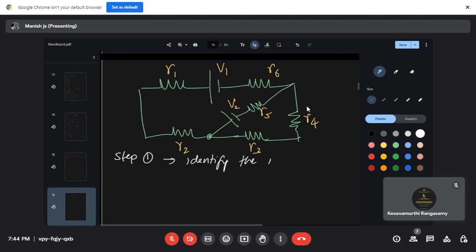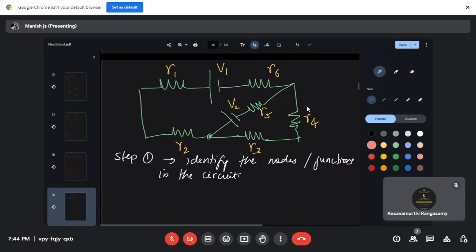Identify the nodes or junctions in the circuit. That is step 1. So we are doing a step-by-step analysis. The first one I will show you, and you can tell me for the second figure. For this figure, I will guide you. No worries. So for this circuit, step 1 is to identify the nodes.